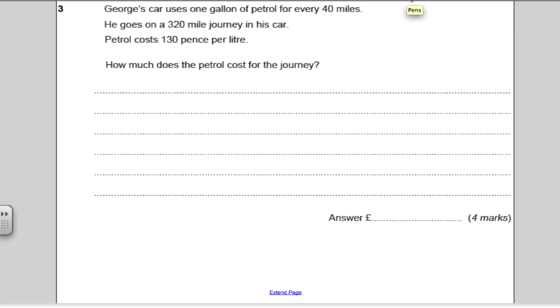Question 3. This is a money question. George's car uses 1 gallon of petrol for every 40 miles. So 1 gallon for every 40 miles. He goes on a 320-mile journey and petrol costs 130 pence per litre. How much does the petrol cost for the journey? And they want the answer in pounds.